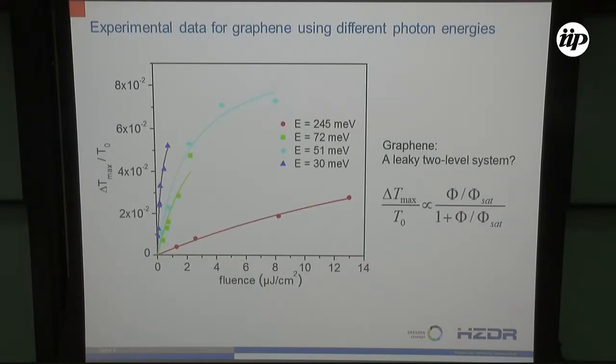So graphene is, of course, very different from a two-level system. It's a continuous band. So what does this have to do with a two-level system? Well, let's just very naively look at some experimental findings. These are results we gathered over several years with different photon energies, and we measured the induced transmission, which is proportional to the occupation of the level where we excite the electrons to, and we measure it as a function of the fluence. I use here the fluence, which is the pulse energy divided by the area instead of the intensity, because the pulse duration is different. But in a sense, this is very similar, the intensity and the fluence. So we see we can fit this data quite well with this relation. So is this by chance, or is this maybe a leaky two-level system?